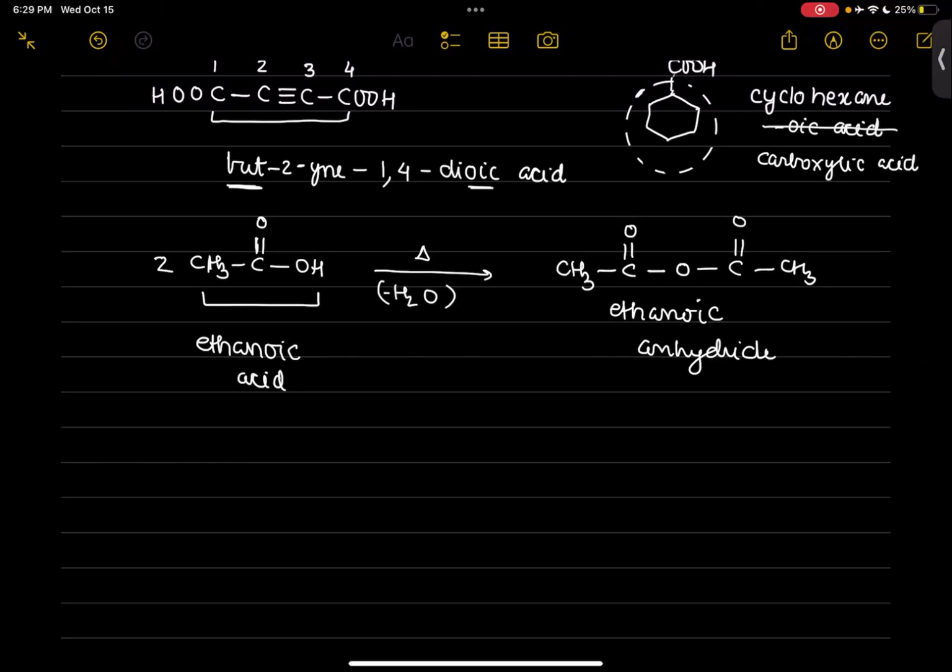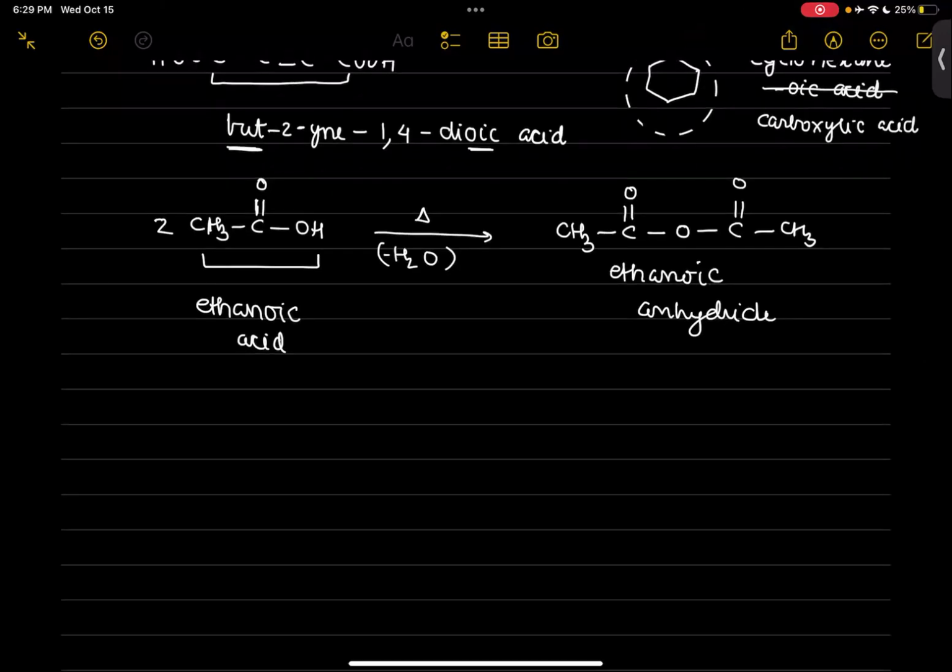Ethanoic anhydride. Okay. But there can be two different acids. I should write the name of the acids, just like propanoic, ethanoic, or in alphabetical sequence, ethanoic and then propanoic. Okay, but I should not write the acid. Got it? I should write anhydride. Is it clear? Yes, sir.